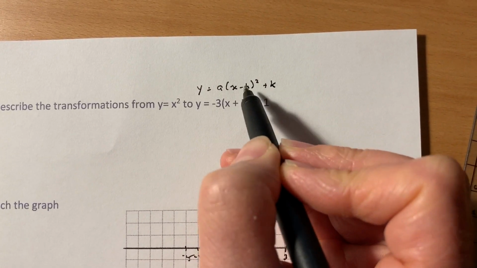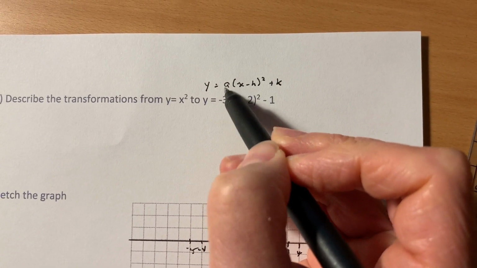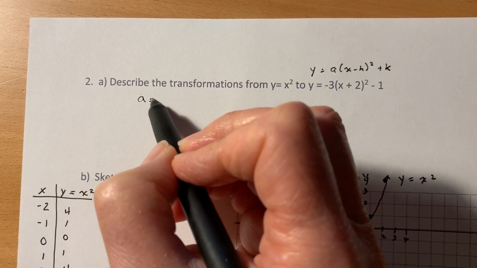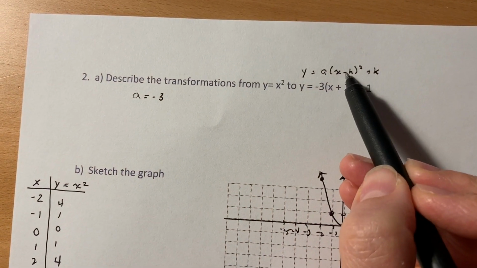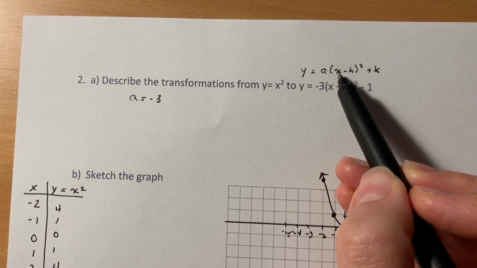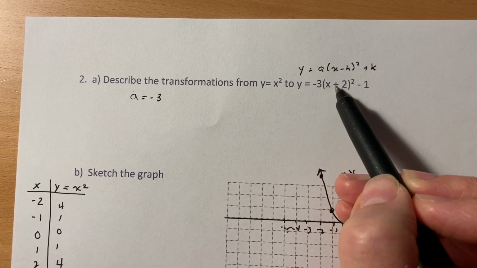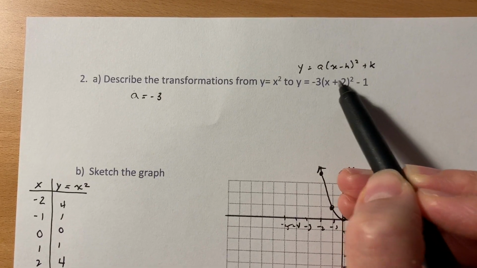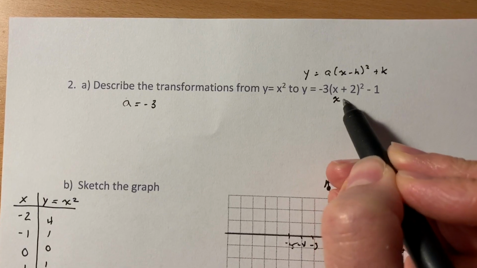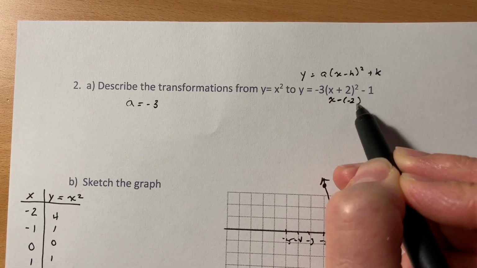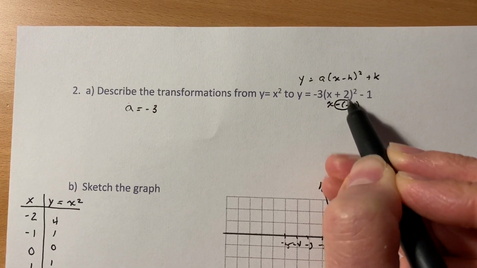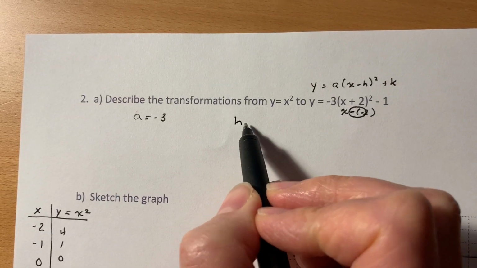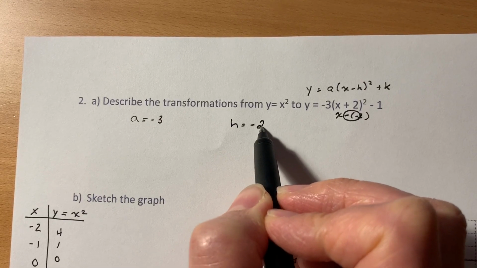Okay, so when I describe the transformations, I look at what each of the values are, right? So I know a here is negative 3. Now I look at h. Remember, this is x minus h. Here it's x plus 2. Well, how does a minus sign change to a plus sign? I know that I had to have subtracted a negative. That is what makes the sign change, right? So I know my h value here is negative 2, okay?